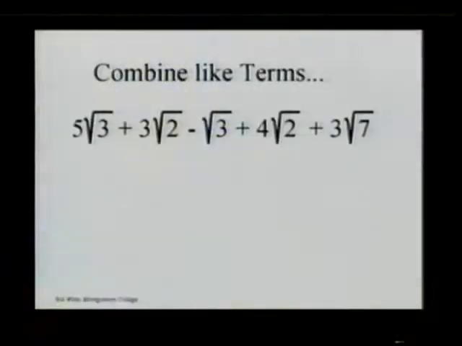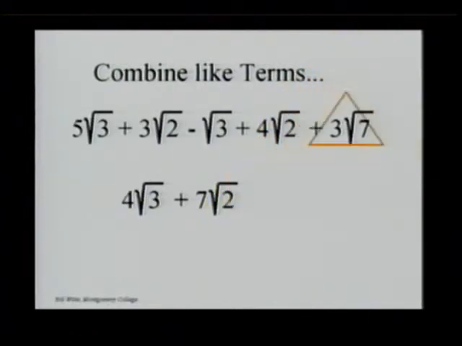Now let's look at this. We're looking for like radicals. I see square root of 3's, and I have 5 of them, and I have minus how many? Minus 1 of them. When you don't have a number, it means 1. So the 5 minus the 1 will be 4 radical 3's. It's much like variables, isn't it? Okay, the square root of 2's, I got 3 of them, and I got plus 4 of them, so I got 7 of them. Not so bad. And then nobody likes 3 square root of 7. Nothing alike with him, so we just bring him down. That wasn't so bad, was it? Just adding like radicals.